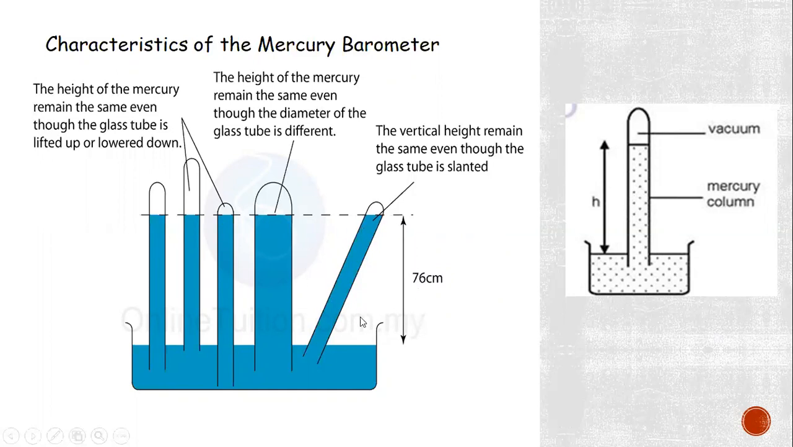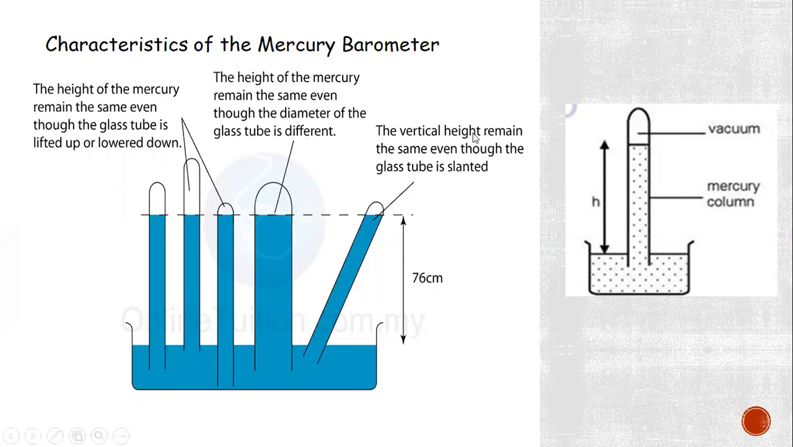it is experimentally found that whatever is done, the length of the mercury column at sea level remains the same, that is 760 mm of mercury. Because we are using mercury, we define the atmospheric pressure as 760 mm of mercury. The height of the mercury column remains the same even though the diameter of the tube is different.